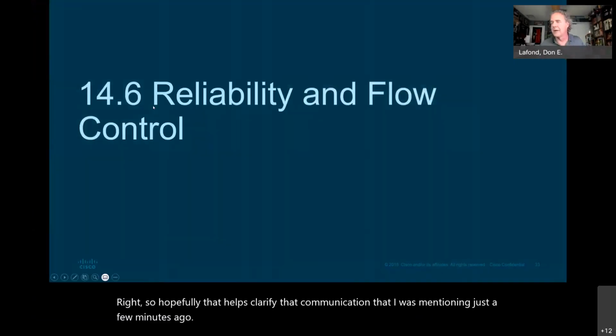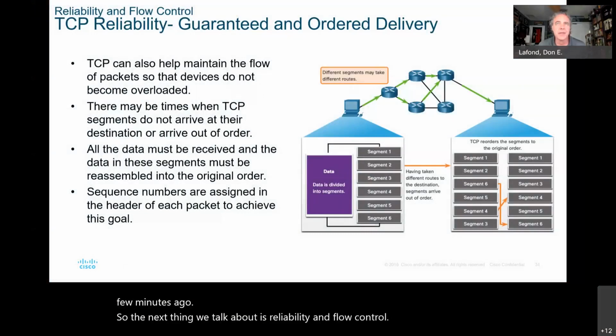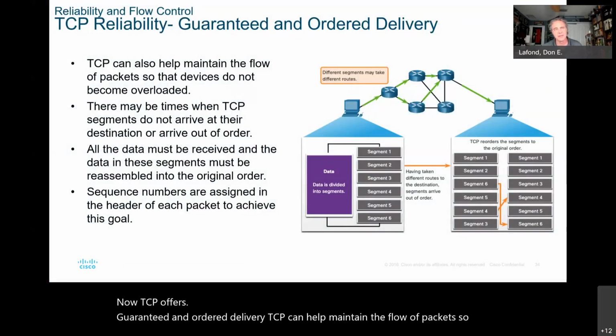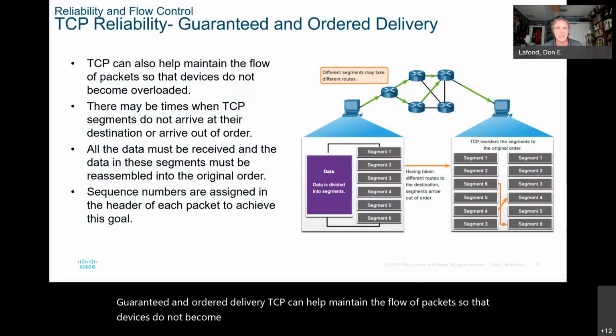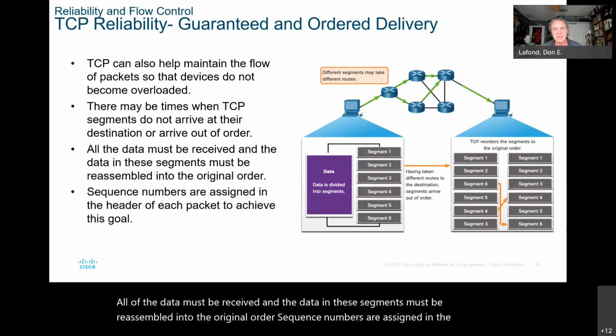So the next thing we're going to talk about is reliability and flow control. Now, TCP offers guaranteed and ordered delivery. TCP can help maintain the flow of packets so that devices do not become overloaded. There may be times when TCP segments do not arrive at their destination or arrive out of order. All of the data must be received, and the data in these segments must be reassembled into the original order. Sequence numbers are assigned in the header of each packet to achieve this goal.